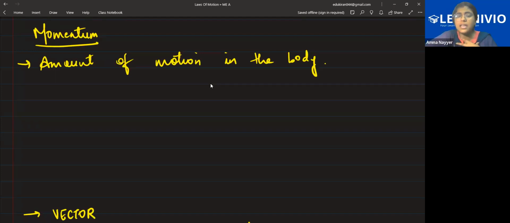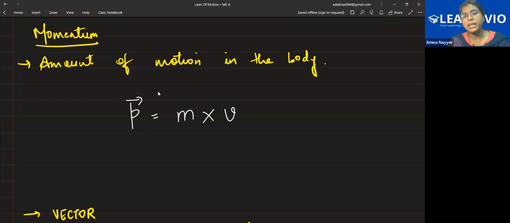But now, since there is so much momentum present in the body, that means the amount of motion present within the body, that body tends to move forward. The body has a tendency to move further forward. So the block also gets displaced, the bullet also moves. So this amount of motion which is left inside the body is called momentum. It is represented by the symbol P. It is equal to M into V. V is velocity.